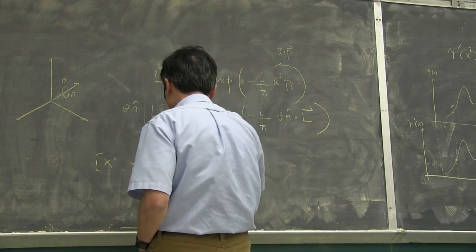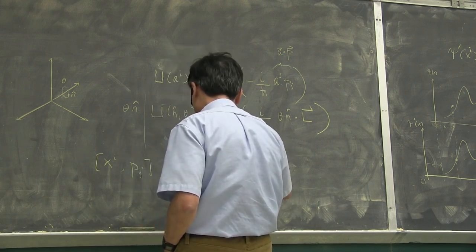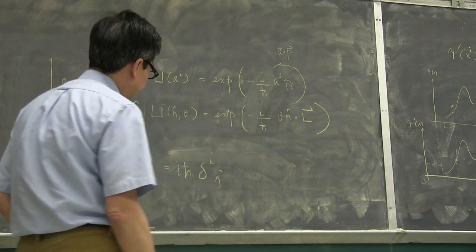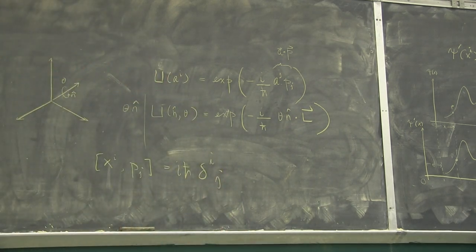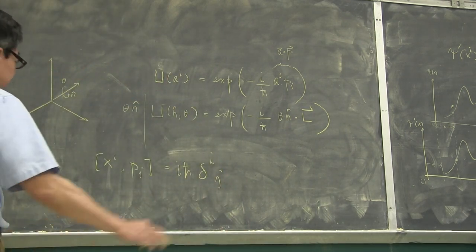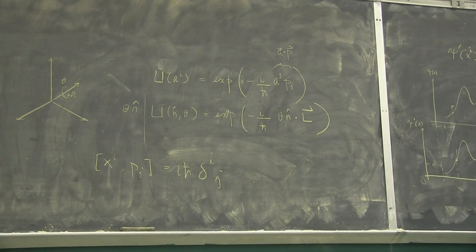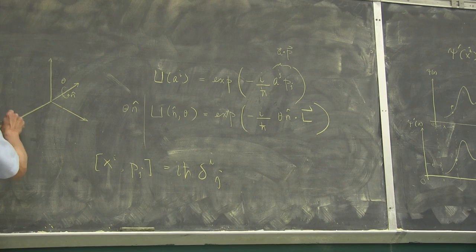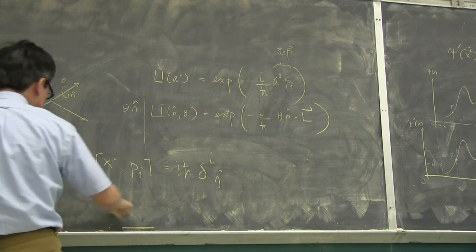commutation relation. This is equal to i h bar delta_ij. It's an exercise and it's very, very easy to prove. You can use this. This is an operator, so it's x_i p_j operating on some function, and you subtract that from p_j x_i still operating on some function.